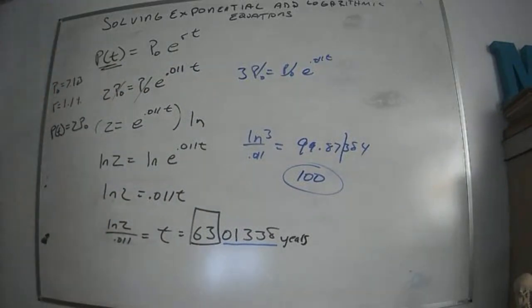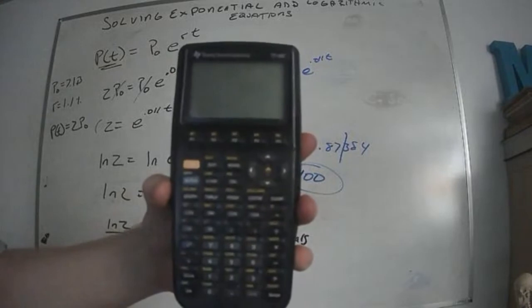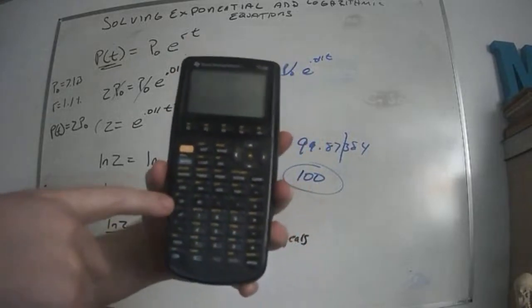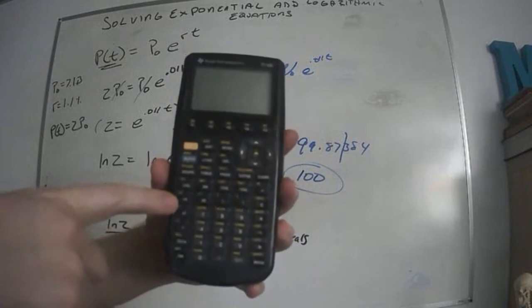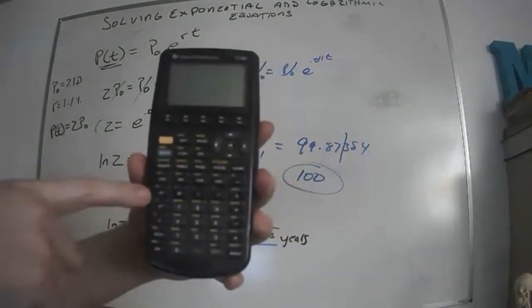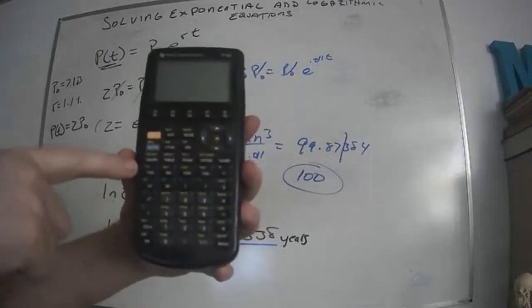Now, when I say solve this problem, I mean solve it with a calculator. So here's one that I have. This is a TI-86. And you can see in this area, I have a natural logarithm button. I have a log button with a common logarithm. Both of those have a reciprocal. So if I hit second on the natural log, I get e to the x. If I hit second on log, I get 10 to the x.